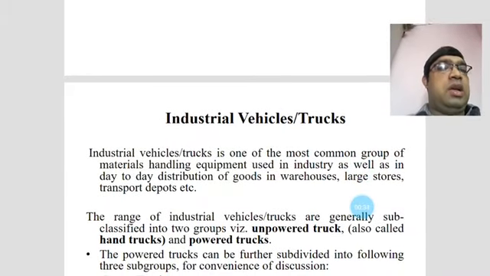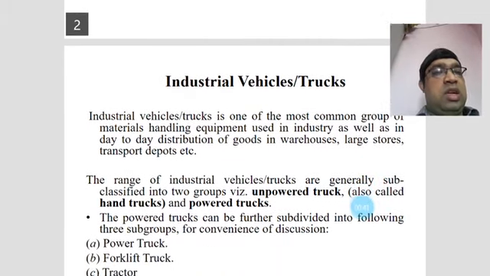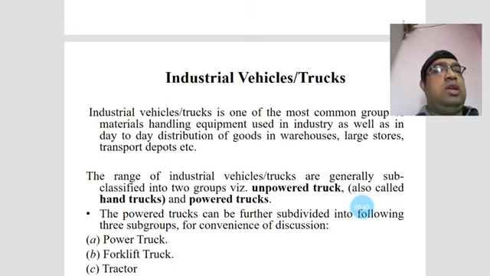Industrial vehicles or trucks are one of the most common groups of materials handling equipment used in industry, as well as in the day-to-day distribution of goods in warehouses, large storage transports, and depots.